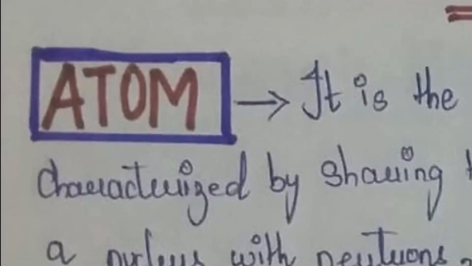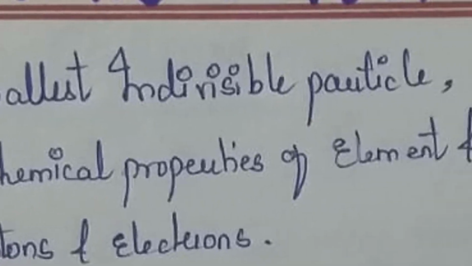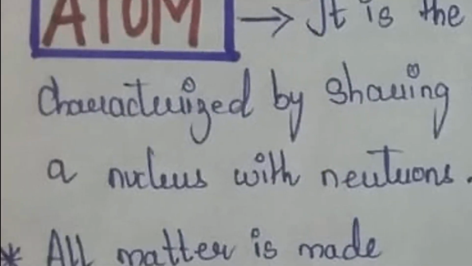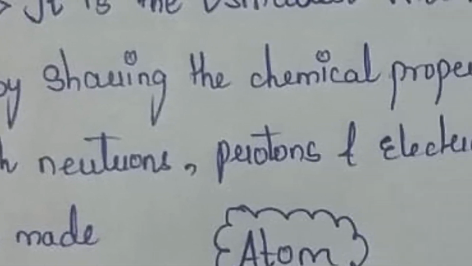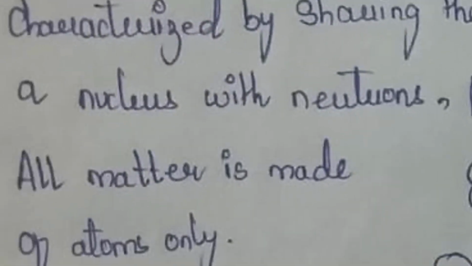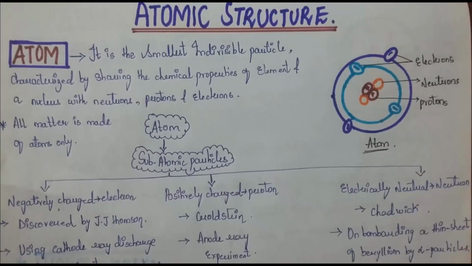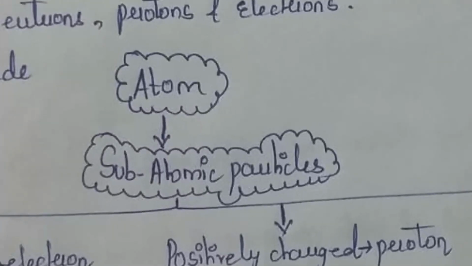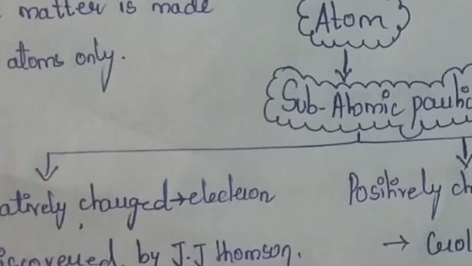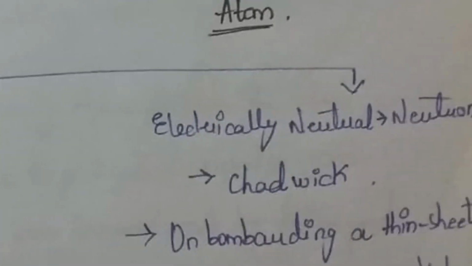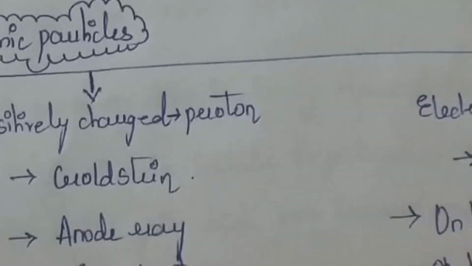What is an atom? It is the smallest indivisible particle, characterized by sharing chemical properties of elements, and nucleus with neutrons, protons and electrons. All matter is made of atoms. Only atoms take part in chemical reaction, during which two or more atoms combine to form a molecule. An atom consists of subatomic particles like negatively charged electron, positively charged proton and electrically neutral neutron.